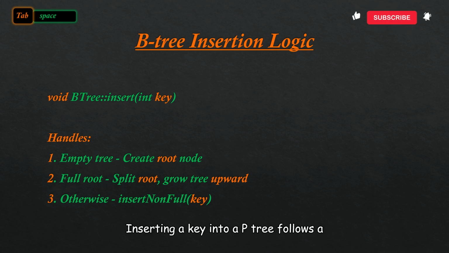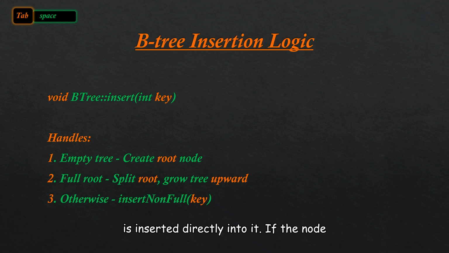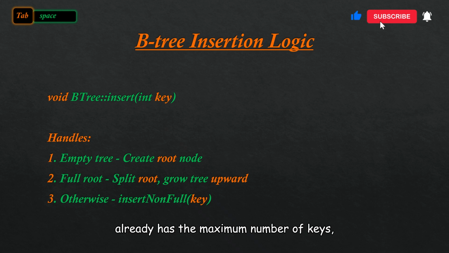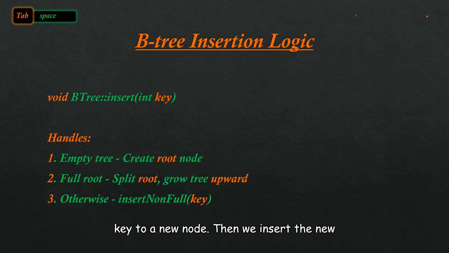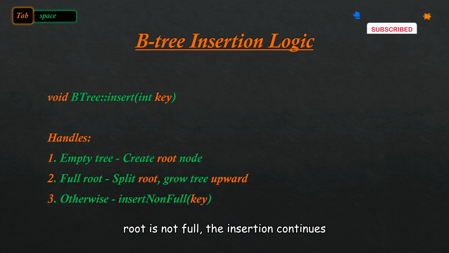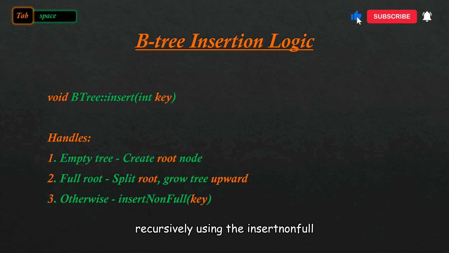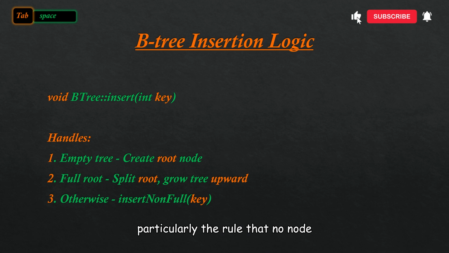Inserting a key into a B tree follows a specific process. First, if the tree is empty, a new node is created and the key is inserted directly into it. If the node already has the maximum number of keys, we split it into two nodes and promote a key to a new node. Then we insert the new key in the appropriate subtree. If the root is not full, the insertion continues recursively using the insertNonFull method. This ensures the structure and rules of the B tree are maintained, particularly the rule that no node contains more than 2t minus 1 keys.